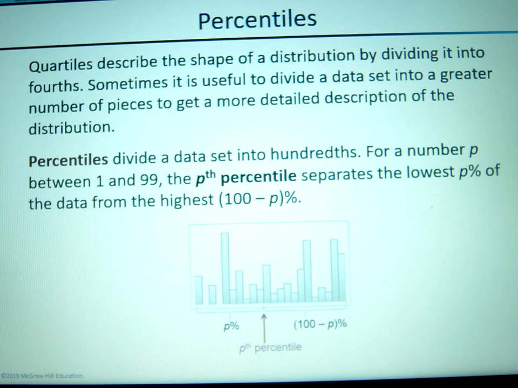For a number p between 1 and 99, the pth percentile separates the lowest p% of the data from the highest. Now, if I have my p here, to figure out what my highest would be, since we have 100 in a percentage, we take 100 minus p, which gives us our upper piece. It's like having our complement.